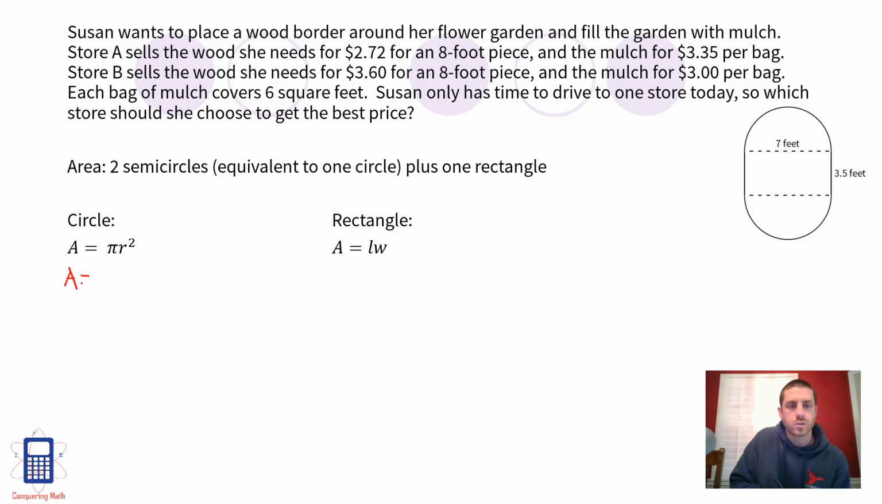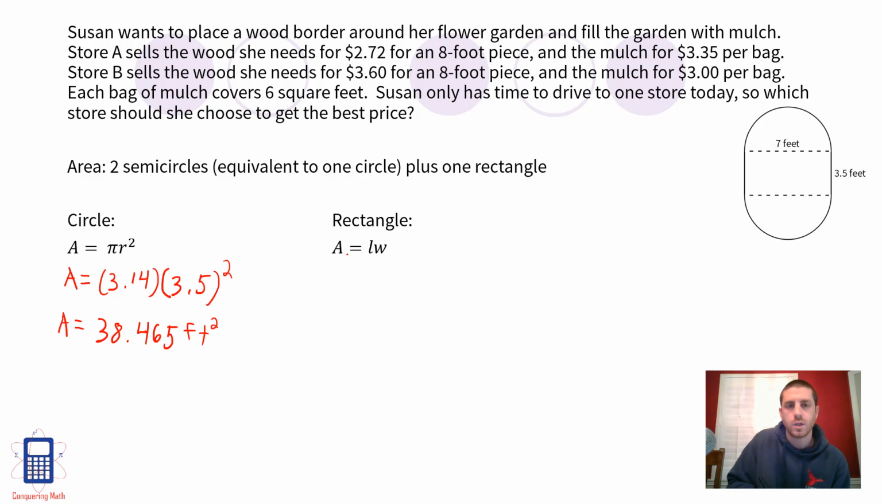Area equals pi r squared. Pi is 3.14. Now keep in mind that the radius is only half of this line. So if the whole line is 7 feet, that's the diameter, the radius is 3.5 feet squared. And if we multiply that out, 3.5 squared times 3.14, we get 38.465 square feet.